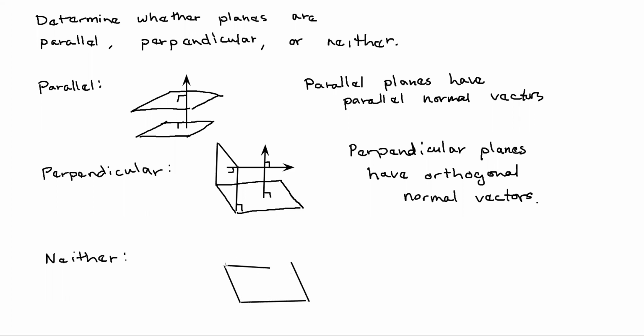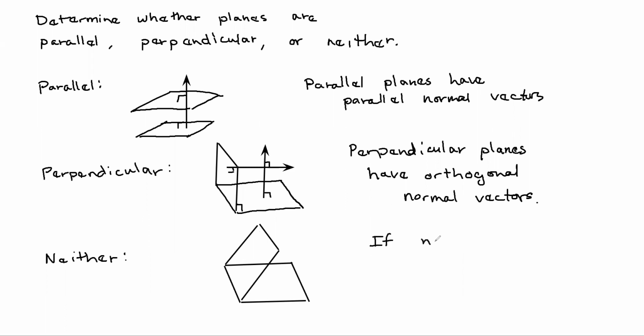And so for the neither case, let's say we have a plane, and then we have another plane that is not parallel or perpendicular, right? It's like a laptop that's partway closed. How do we tell if we have this scenario? Well, what we do is we check for these two, and if it's not parallel and it's not perpendicular, then it's neither. So that's the way that you're going to test, right?